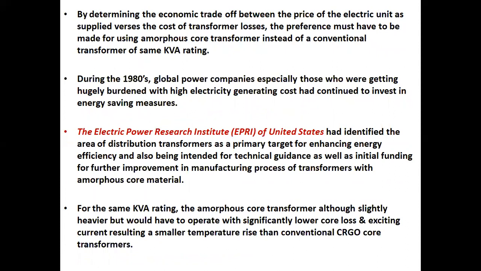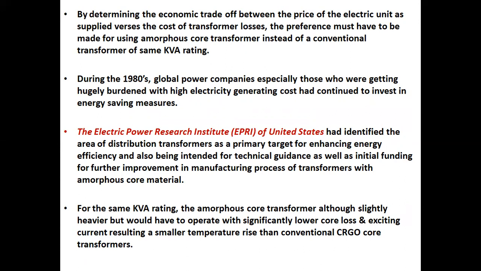By determining the economic trade-off between the price of the electric unit as supplied versus the cost of transformer losses, the preference must have to be made for using amorphous core transformer instead of conventional transformer of the same kVA rating. During 1980s, global power companies, especially those who were getting hugely burdened with high electricity generating cost, had continued to invest in energy saving measures.